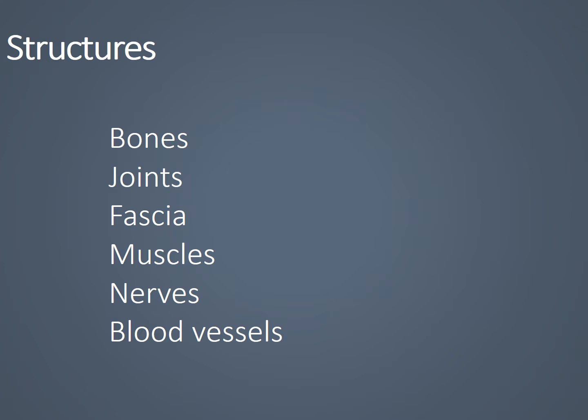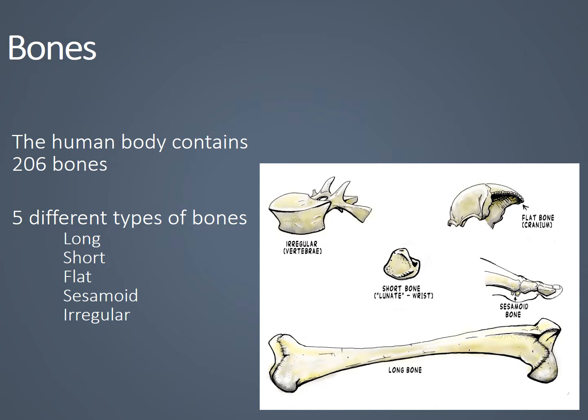Structures: bones, joints, fascia, muscles, nerves, and blood vessels are all structures in the human body. Bones. The human body contains 206 bones. At birth, you have about 300 bones, but as you get older, these bones fuse together. There are 5 different types of bone: long bone, short bone, flat bone, sesamoid bone, irregular bone.